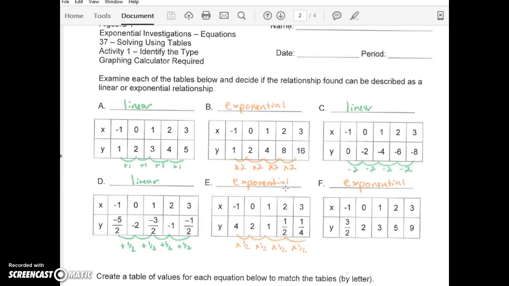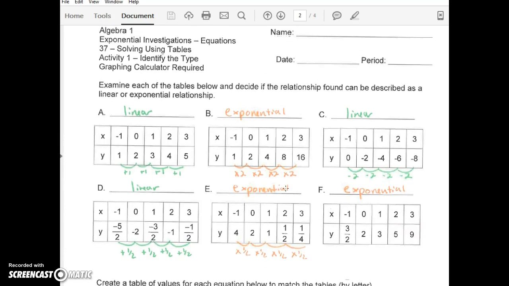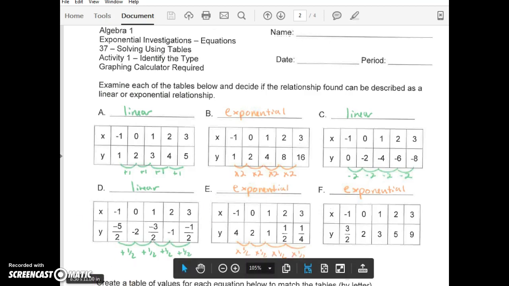In activity 1, we're asked to identify the table as being linear or exponential, and then we'll take those tables and actually match them with two equations. So what I'm really looking for is what's the pattern with my numbers. And for 5 of these, it's fairly easy to find out what that pattern is. So on part A, looks like we're adding 1 every single time. That would be a linear relationship. We're adding 1 to the output, adding the same number.